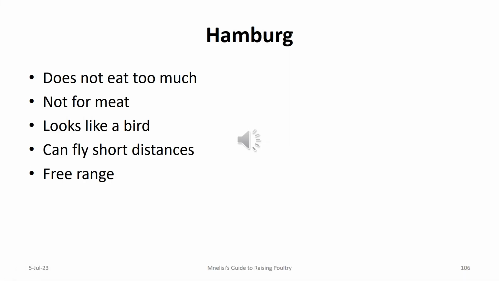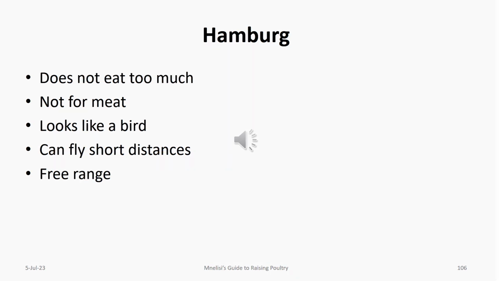Hamburg. This is a layer chicken. It does not eat too much. It looks like a bird. It can fly short distances. It's good for a free range.